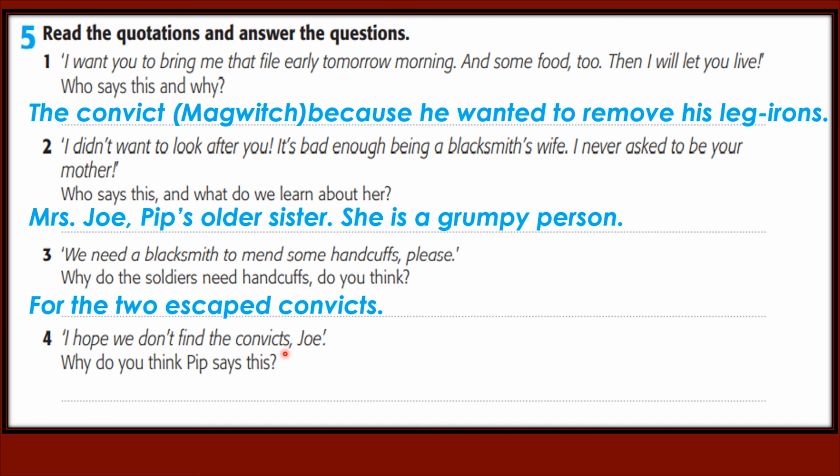I hope we don't find the convicts, Joe. أتمنى ألا نجد المساجين المحكومين يا جو. Why do you think Pip says this? ليه في رأيك بيب بيقول هذا الكلام؟ ليه مش لا يتمنى أن يجد المساجين؟ Because he feels sorry for them. لأنه شعر بالأسى عشانهم. طبعا احنا يمكن ما ترجمناش اللي هي كلام أخته.